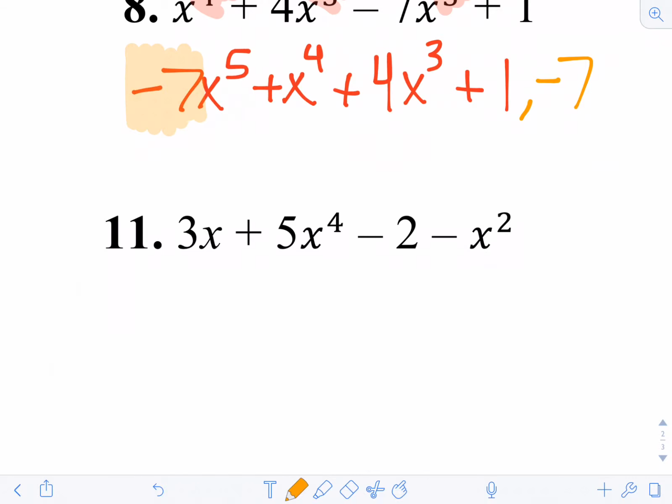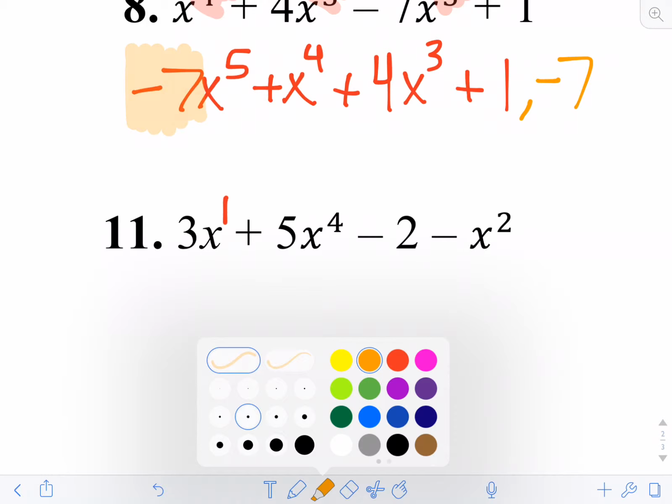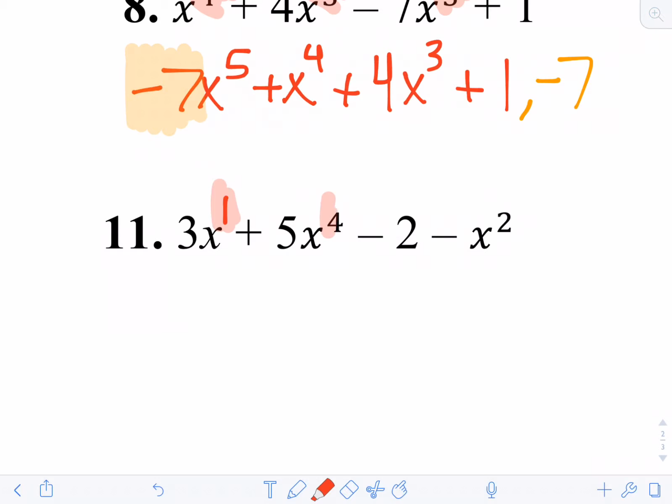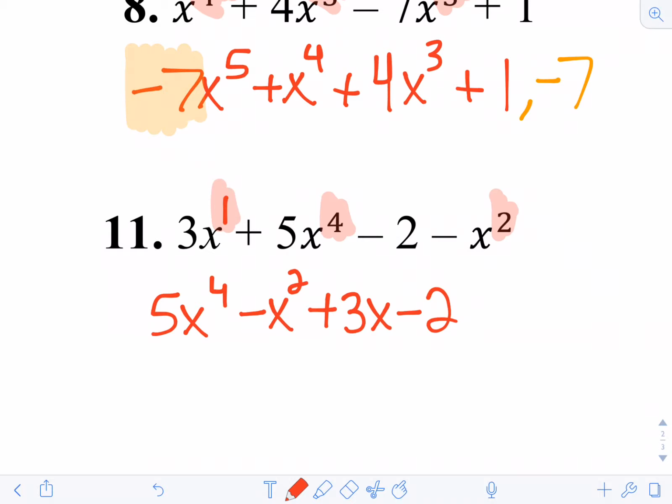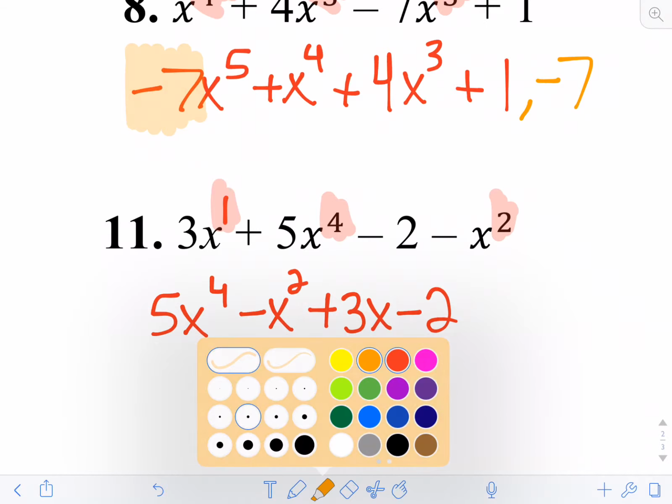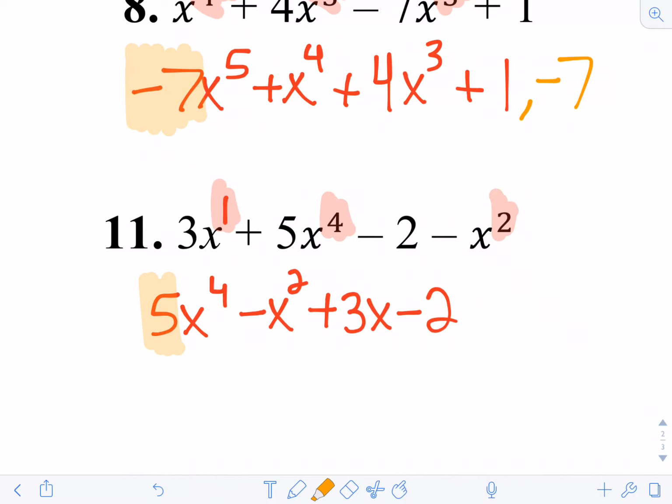All right, number 11. So same thing, I'm going to highlight my degree. So here you have a 1. So I'm going to go ahead and highlight this stuff. So I have a 1, I have a 4, and I have a 2. So when I rewrite this, the highest one is a 4, so 5x to the 4th power. Then 2, so minus x squared. Then the 1, so plus 3x. And then I have my constant, which is just a negative 2. Okay, then it asks for your leading coefficient. Leading coefficient is what goes in front of the first term. So that's 5, so this is 5.